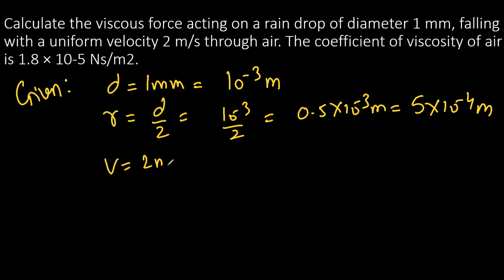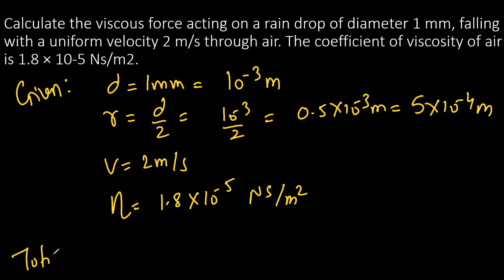Velocity is 2 meter per second. ठीक है? Then the eta is given 1.8 into 10 raised to minus 5 Newton second per meter square. Okay? Same unit use किया. And what we need to find? We need to find that force, viscous force. ये force मान लेते हैं. सही formula कैसे लिखने हैं? Let's go for the solution.